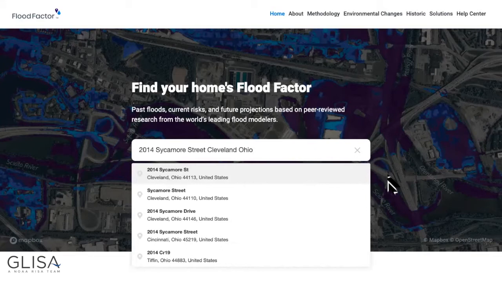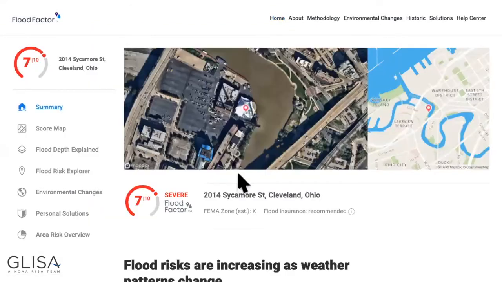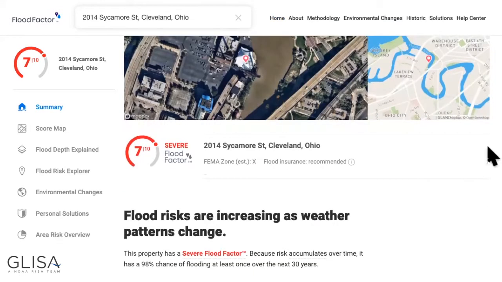Once the location has been selected, the tool will output a page with extensive information about flooding risks for the property. The first metric is the flood factor score assigned to the chosen location. This is a number between 1 and 10, with 10 being the highest flooding risk and 1 being the lowest. For this property, the flood factor score is a 7, which corresponds to severe flooding risk.